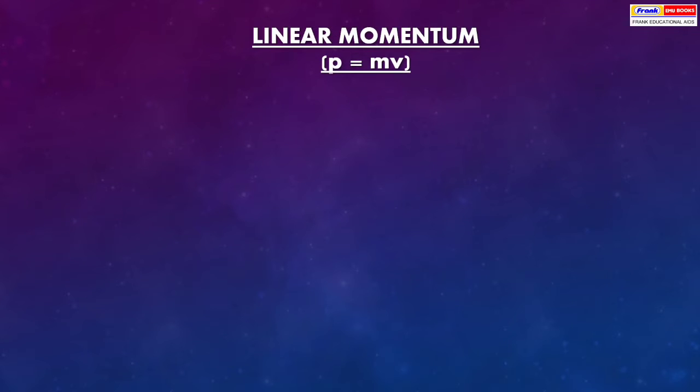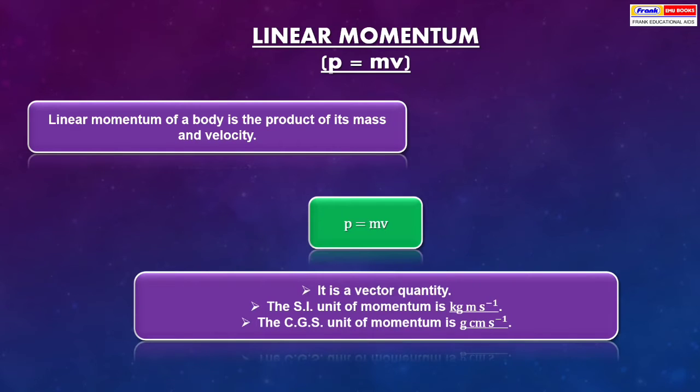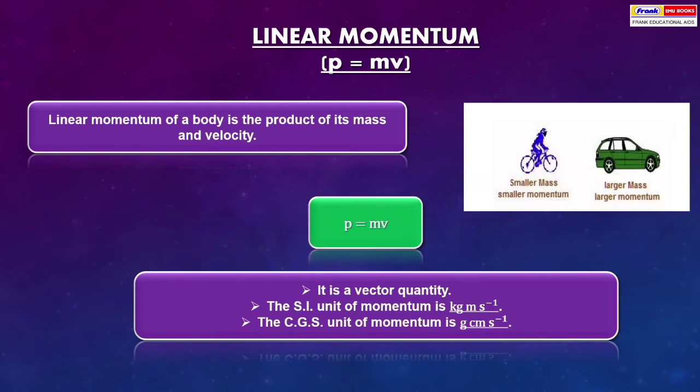Now, linear momentum, p equals mv. Linear momentum of a body is the product of its mass and velocity, and hence the formula of linear momentum is mass into velocity. It is a vector quantity. The SI unit of momentum is kilogram meter per second. The CGS unit of momentum is gram centimeter per second. And since it is directly proportional to the mass, smaller the mass, momentum will be smaller. Larger the mass, larger momentum.